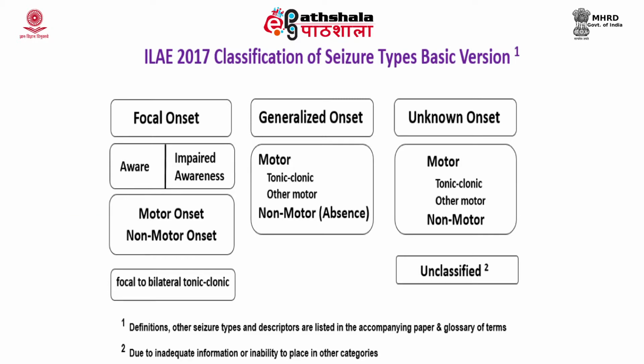Similarly, in the generalized onset also we have two kinds, motor onset and non-motor onset. Besides this, in the motor area also we have tonic, clonic or other motor areas participating. They can be unknown onset, where again there is a motor and non-motor component participating, but they may be unclassified.